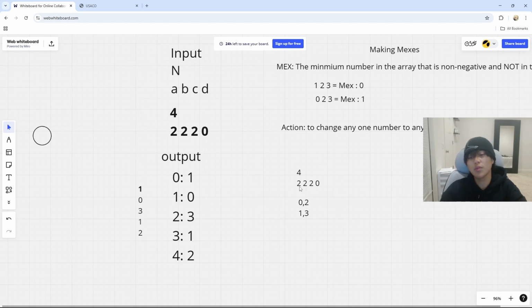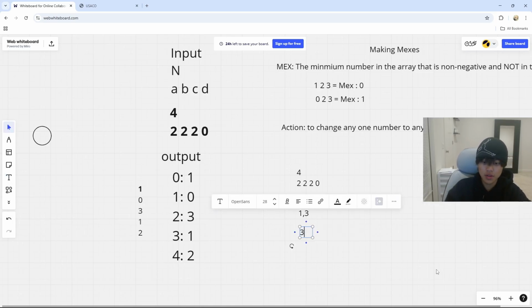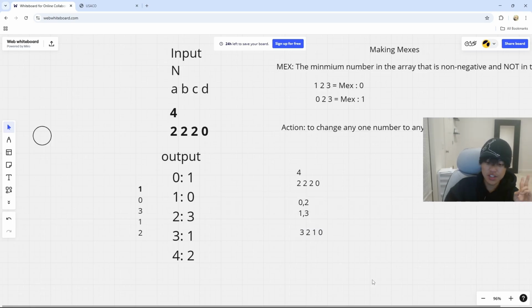Because we have 3 2s, one of them can stay. We don't need to touch the 0. So with the 2 other 2s, change it into 1 and 3 so that it becomes 3, 2, 1, 0. Which means we changed 2 things. 1, 2, and another 2. So the answer was 2.